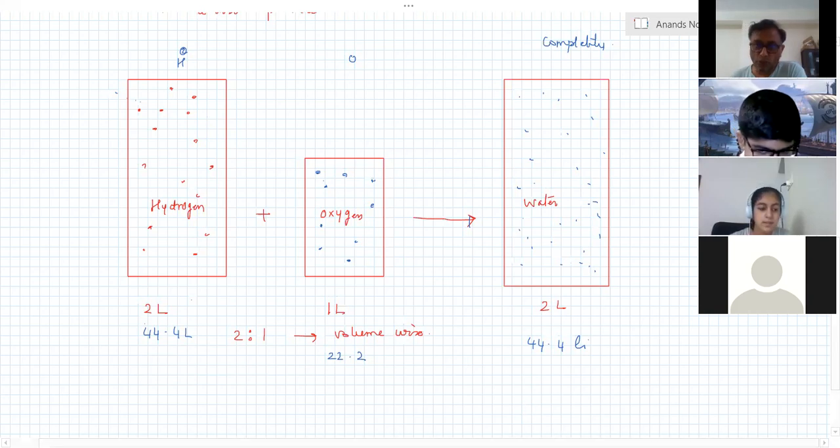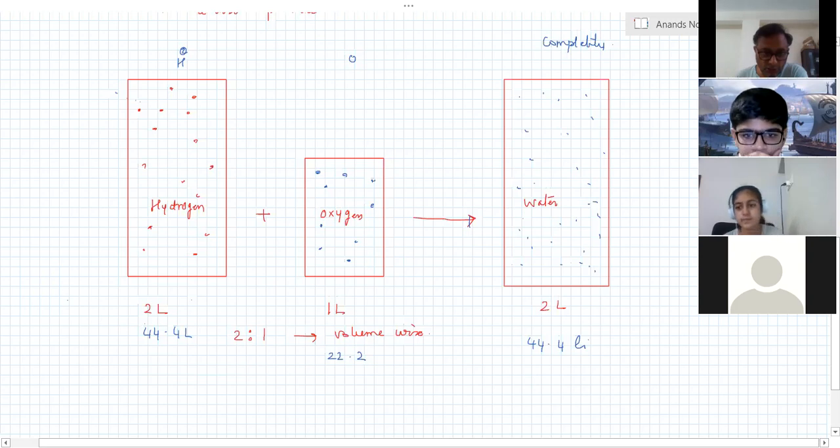This is volume wise, because this 2 liters of hydrogen will be there. If you look at it mass wise, if I take 44.4 liters, I know something that you don't know, it will be 4 grams. And this is 22.2 liters, so this will be 32 grams. I'll tell you how I'm confidently telling this. And here, definitely you will get 36 grams.